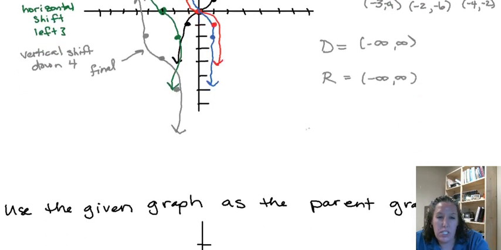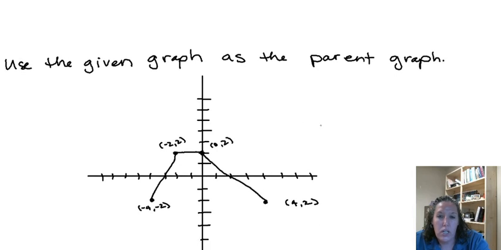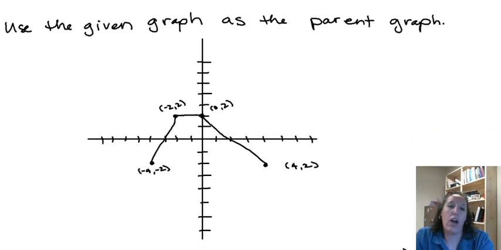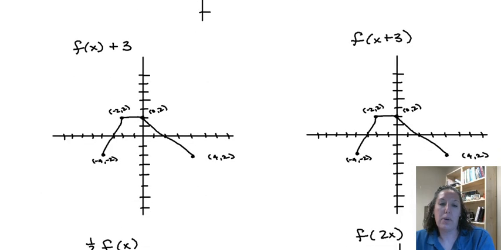All right, now let's look at some that are a little bit smaller. But instead of using one of those standard parent graphs, on this one, we are given our parent graph. So this little almost trapezoid, we've got 3 of the 4 sides for a trapezoid, we're going to use this as our parent graph. And so I've just copied and pasted that.